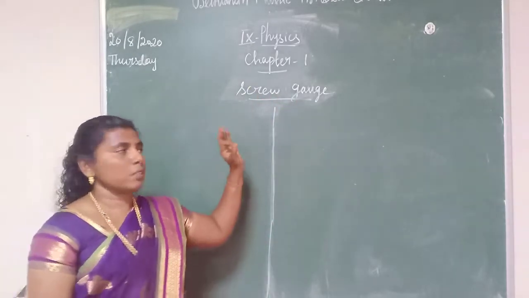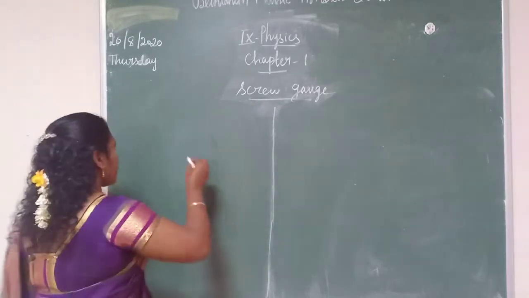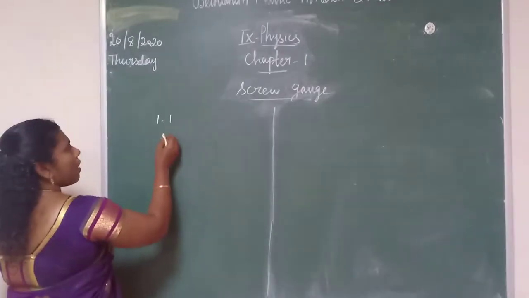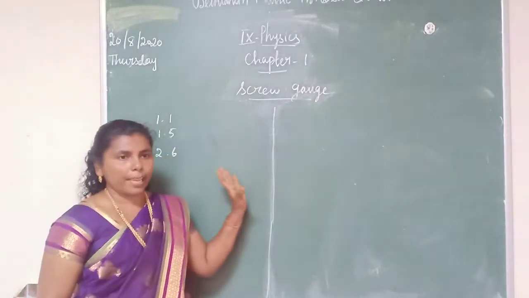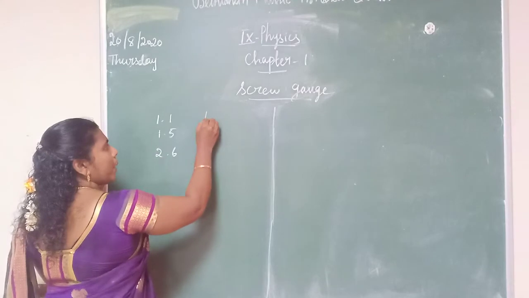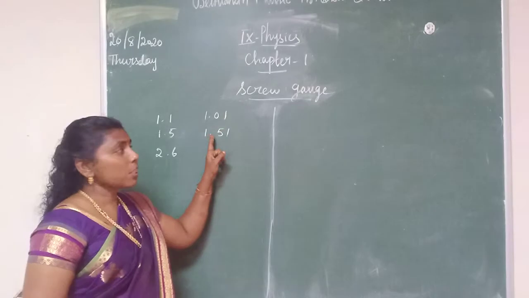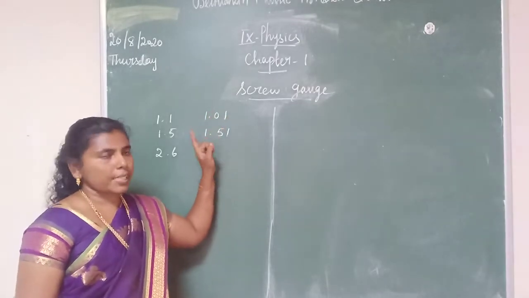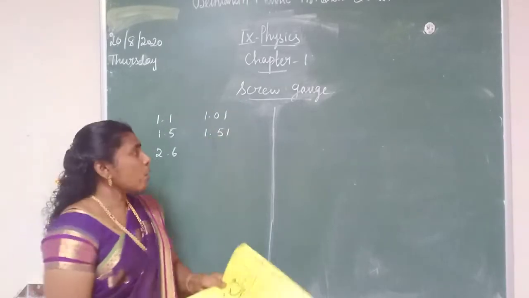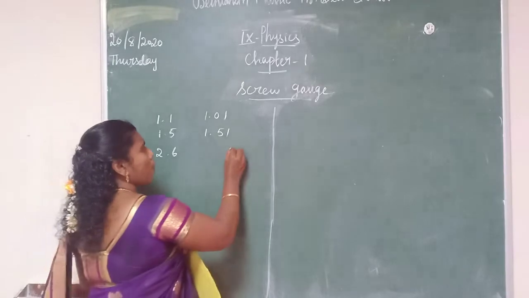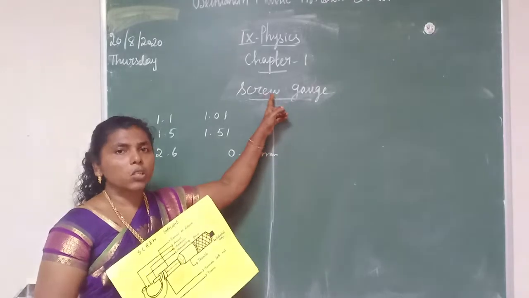So why are we using this screw gauge? By using a scale also we can measure. We can measure 1.1 or 1.5 or 2.6 by using a scale. But we cannot measure 1.01 or 1.51 by using a scale. So we are using this screw gauge. The smallest value, 0.01 millimeter, we can measure by using this screw gauge.